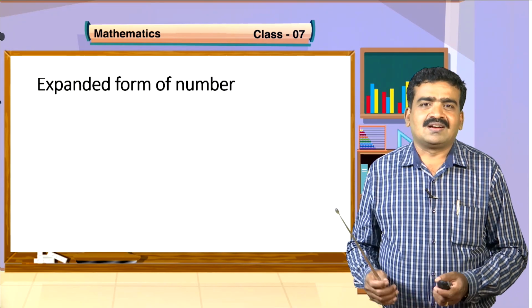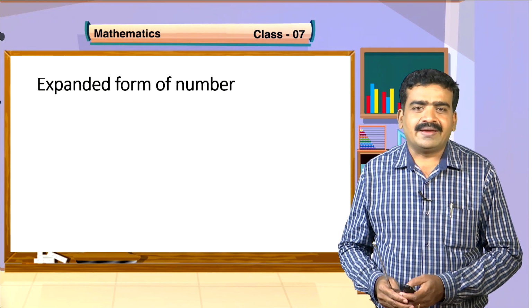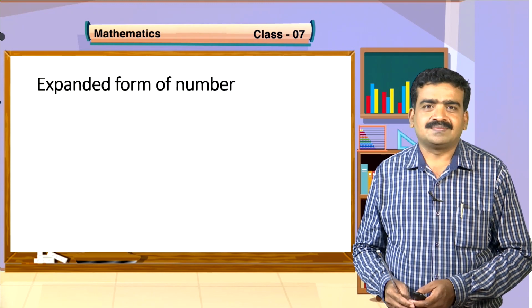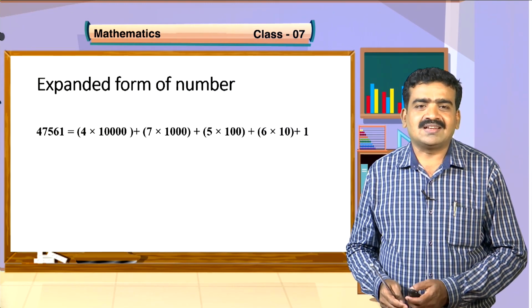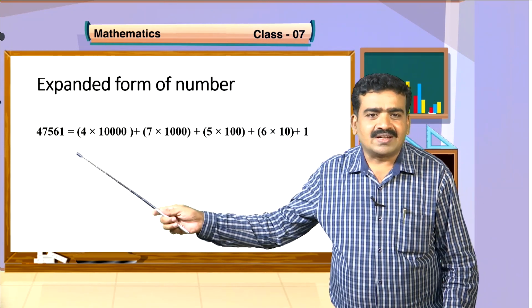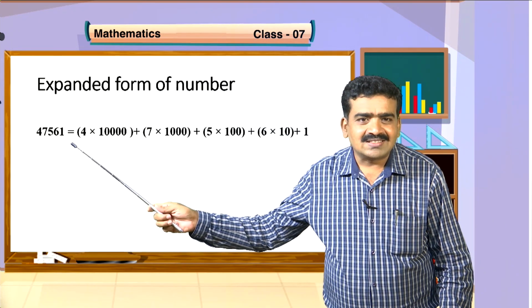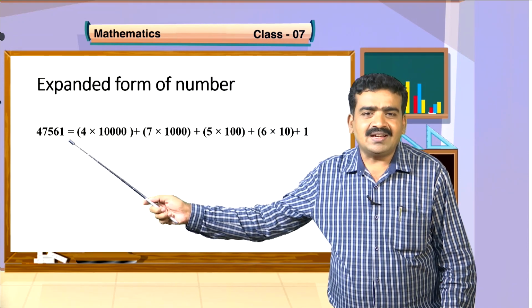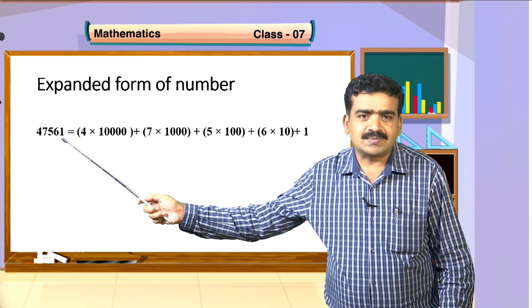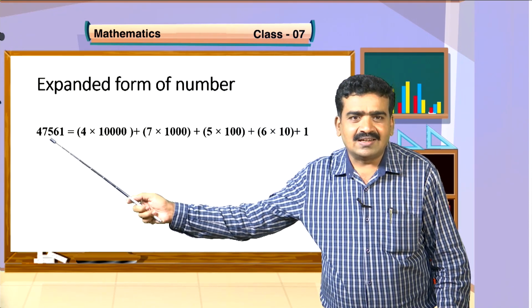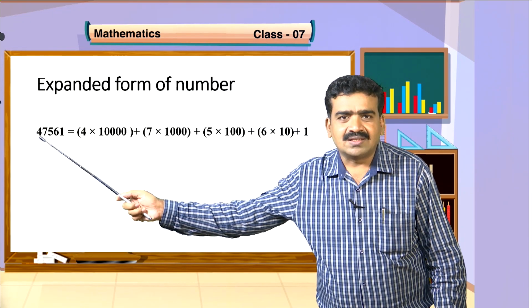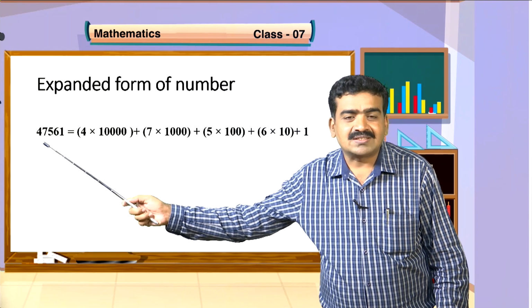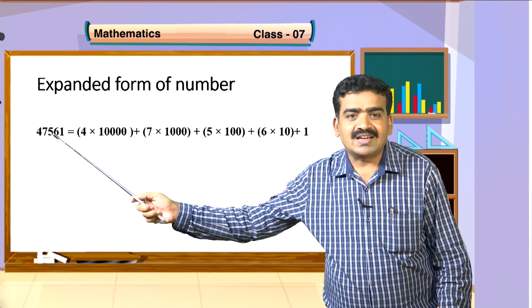So now let us learn about the expanded form of a number. How to expand the given numbers? Let us take an example, 47,561. Read the place values: units place, tens place, hundreds place, thousands place and 10,000 place. Therefore, what is the value of this number? It is 47,561.